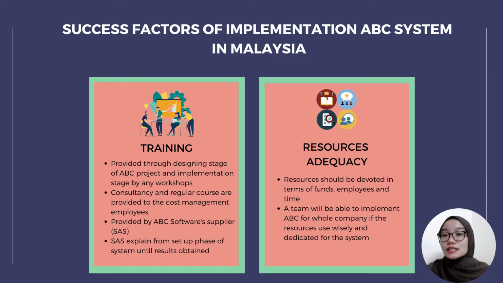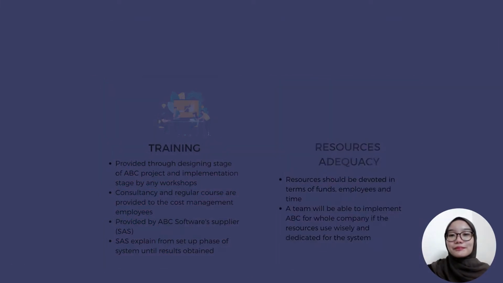Next, we have resources adequacy. Resources adequacy is when the resources should be devoted in terms of funds, employees, and time. The team will be able to implement the ABC system for the whole company if the resources are used wisely and dedicated only for the system.